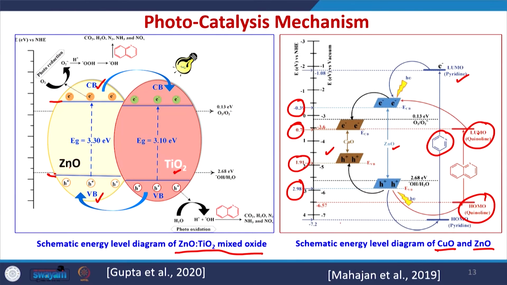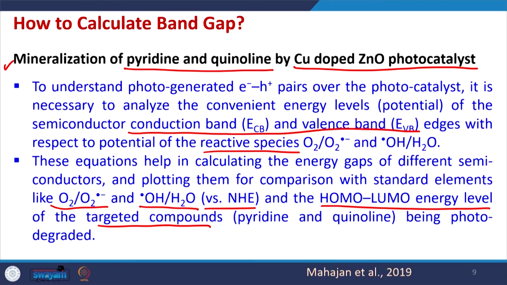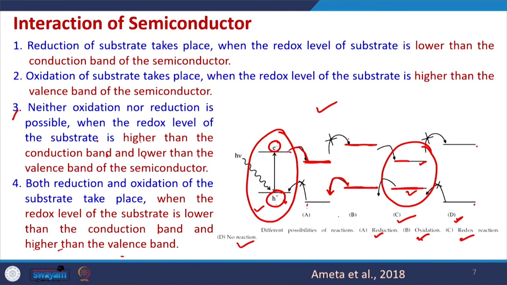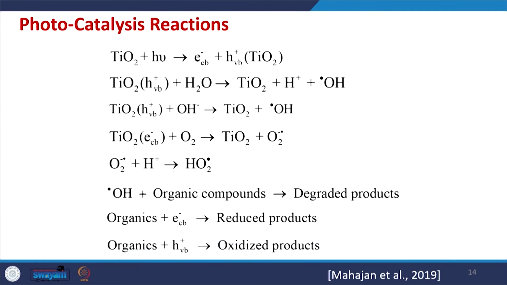Vice versa, if we want to mineralize some target compound, we can calculate the HOMO level itself, and from the literature we can know which photocatalyst we should select, so that we have the desired interaction possible via all these four possibilities. Because we will be knowing the HOMO level of the targeted compound, we should select the photocatalyst in such a condition that interaction is always possible. So, these are the possibilities with respect to the use of photocatalyst.